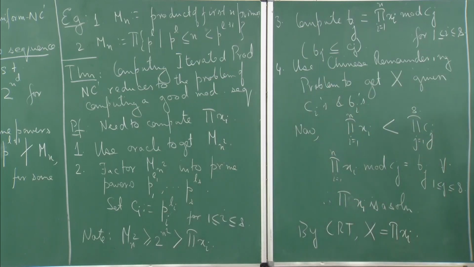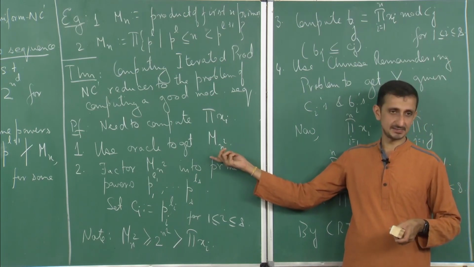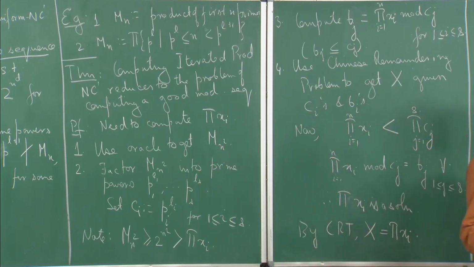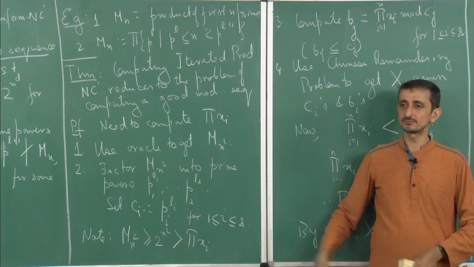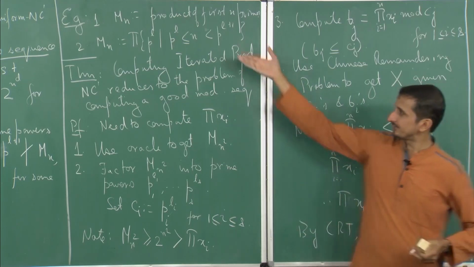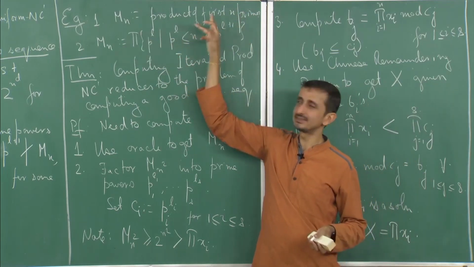So what are we left with? Essentially we are left with how do we get this mn square. Here I assume this as an oracle: given n, how do I get mn square. Note that I am not using any particular modulus sequence. This actually works for any good modulus sequence. I have not used a specific fact, and we have seen some modulus sequences here. In particular I will take the first one.